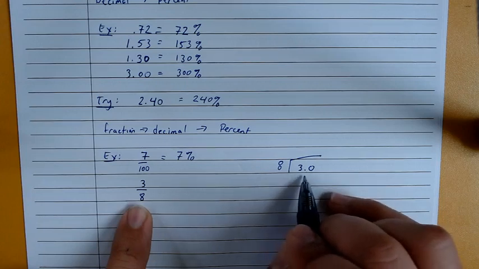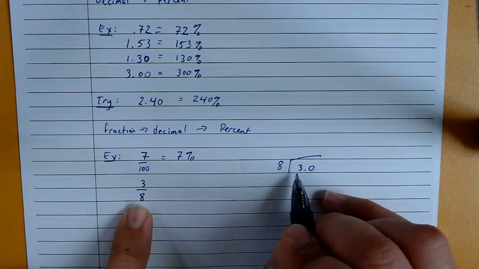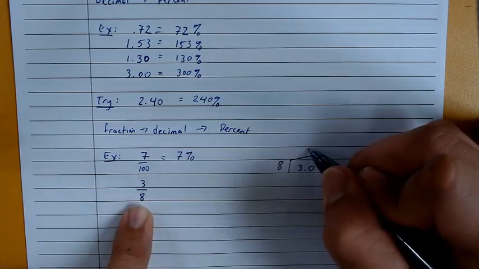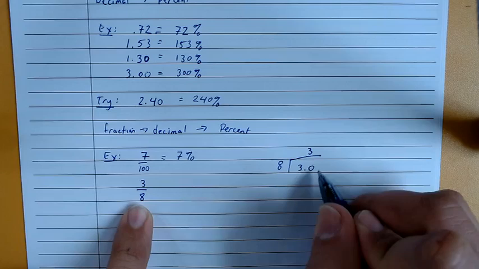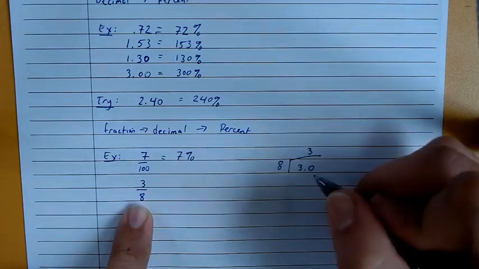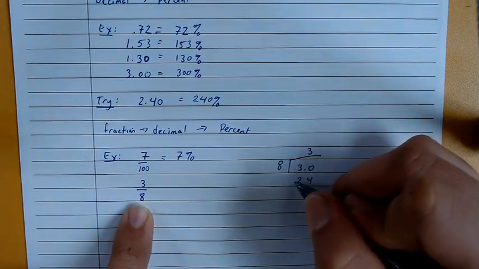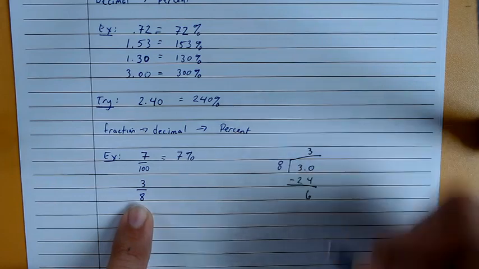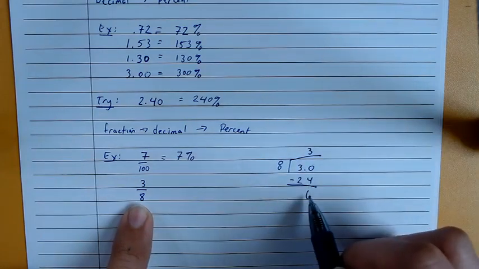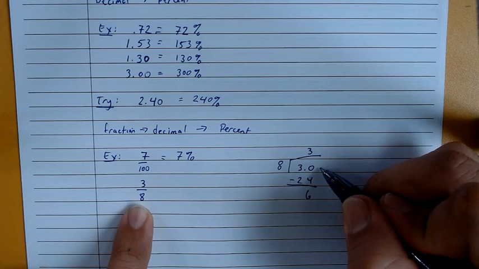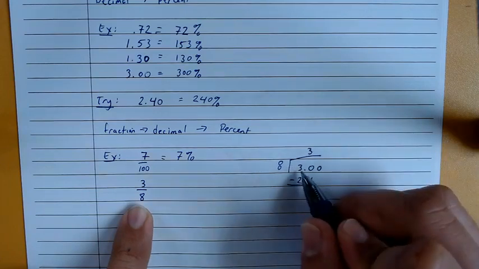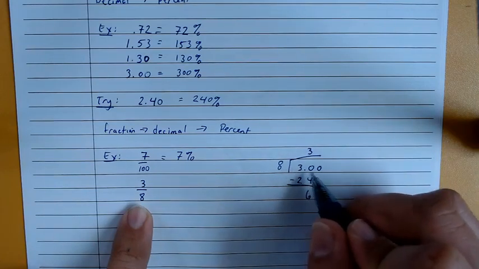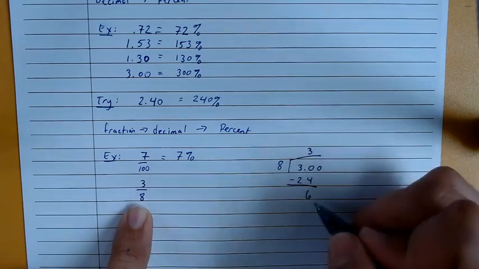8 goes into 30 3 times. 8 times 3 is 24. 8 times 4 would be 32. That's too big. But 8 times 3 is 24. And I subtract, and that'll give me 6. Okay, well, there's a remainder. Oh, okay, well, that means we can keep going. After all, 3 is the same as 3.0. That's the same as 3.00. We can keep going as long as we need to.